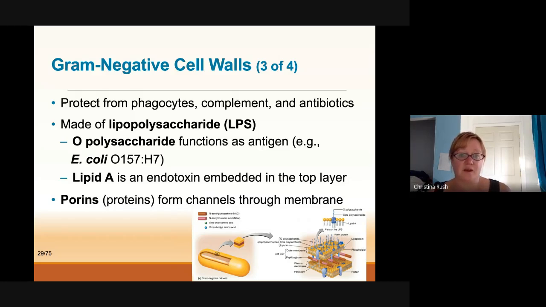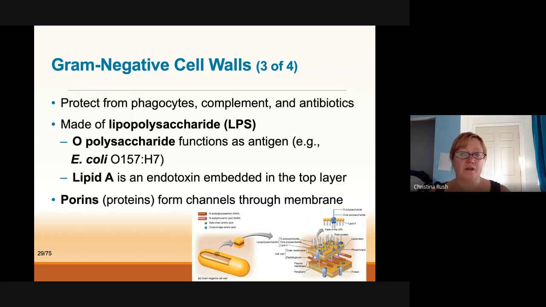And also antibiotics. Gram-negative cell walls are very specific to the antibiotics that we have. We don't have many antibiotics against gram-negatives, so we do tend to hold those in reserve until we know for sure it's a gram-negative infection.